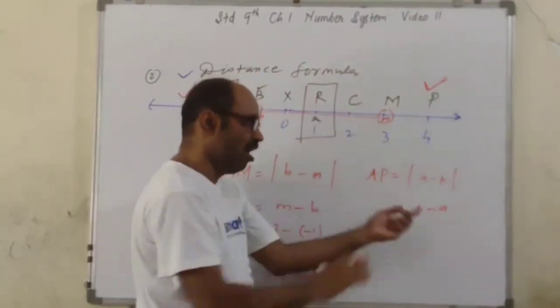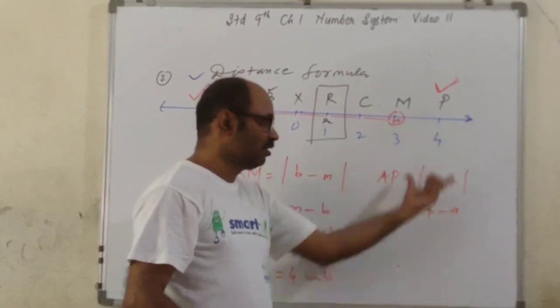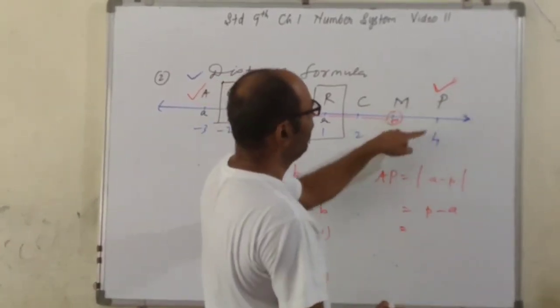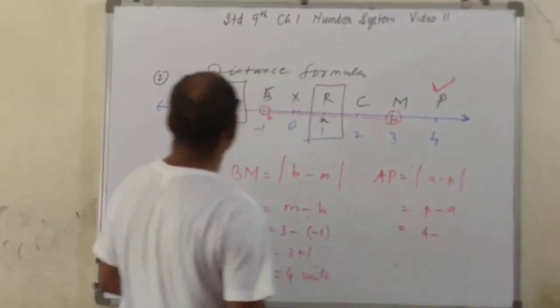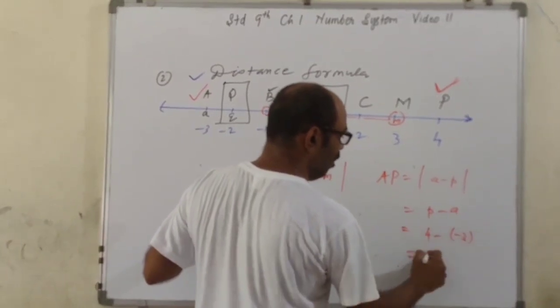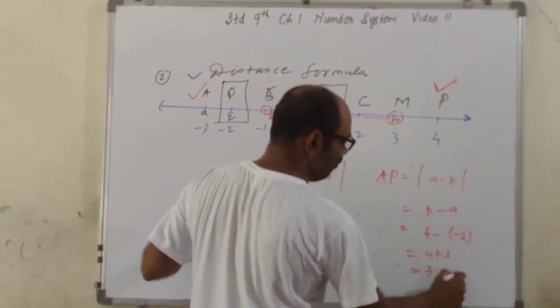So the absolute value is gone. I mean the modulus is gone. These two vertical lines are gone. Big number minus small number. Now what is P? 4. So 4 minus, what is A? Minus 3. So write in the bracket minus 3. 4 plus 3, and that is 7 units.